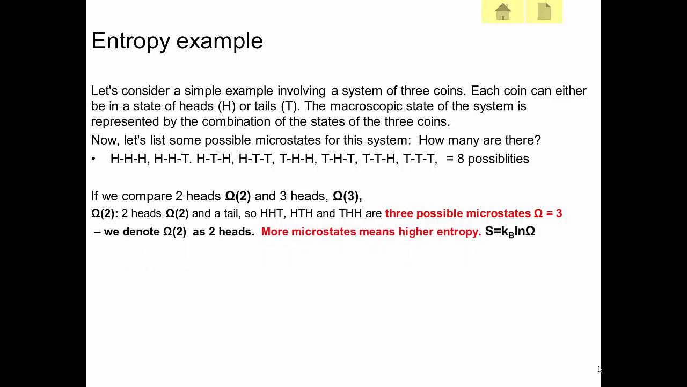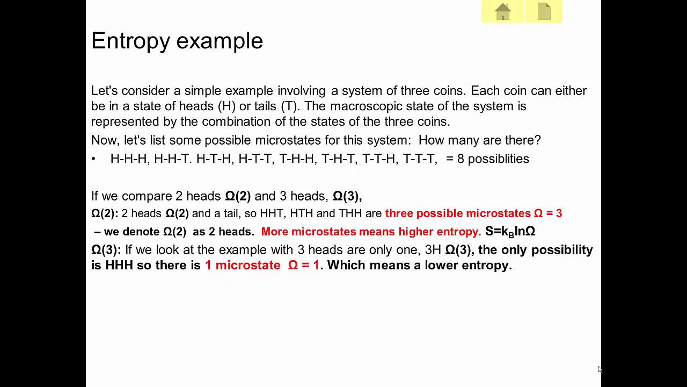So the more microstates will give us a larger entropy. If we try 3 heads, what's the possibility of that? Well, there's only one way that can happen. That's heads, heads, heads. So the only possibility is there's 1 microstate, so omega is equal to 1, which means a lower entropy.